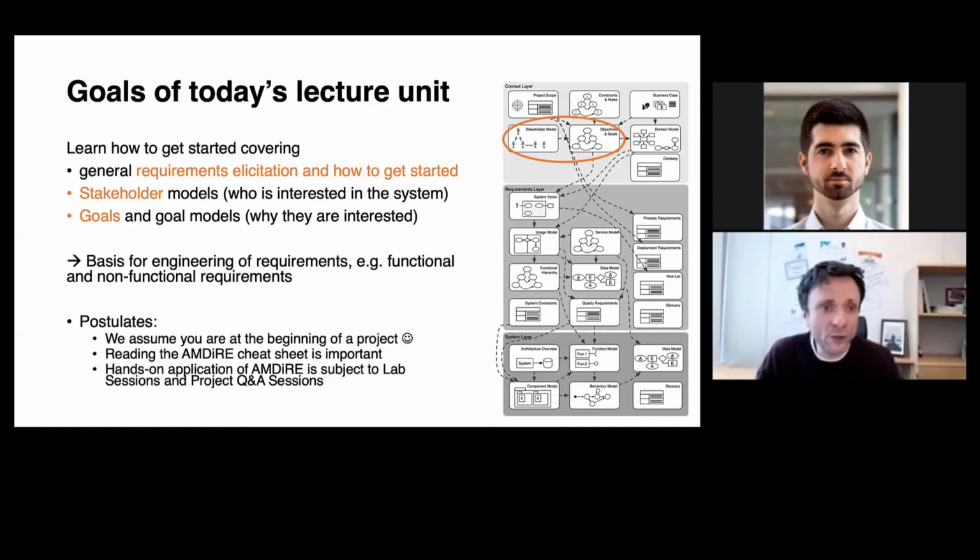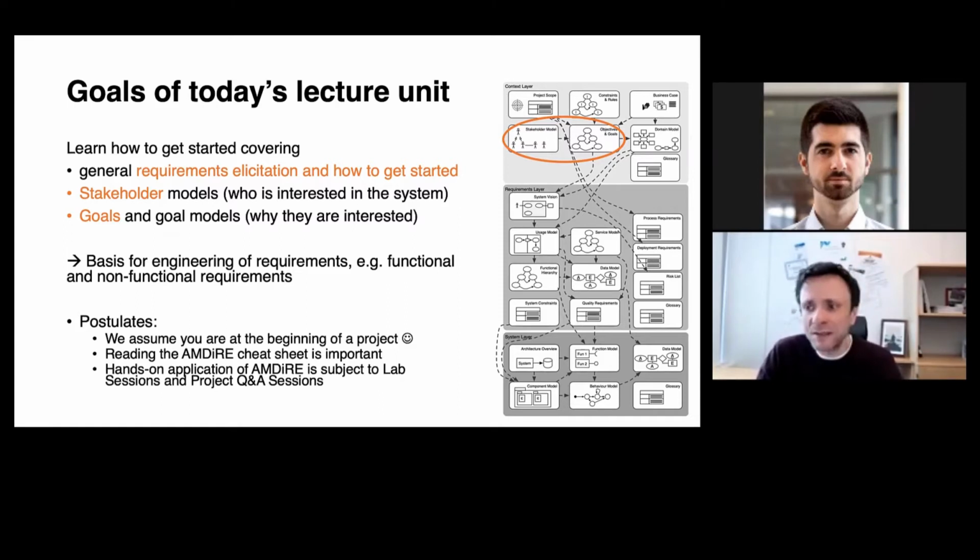And before doing so, we will be looking into the very first two content items of AMDIRE, being the stakeholder model, reflecting who is interested in the system, as well as goals and goal models reflecting why they are interested. We will be using both in the next two lectures to specify first functional requirements capturing the expected functional behavior of a software system, and non-functional requirements capturing non-functional quality-specific attributes of a software system.